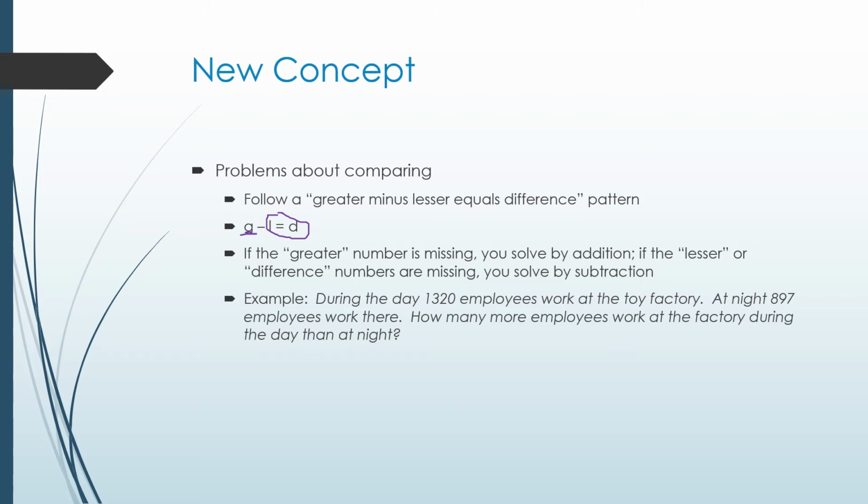So here's an example. During the day, 1,320 employees work at the toy factory. At night, 897 employees work there. How many more employees work at the factory during the day than at night? So we fit that into our pattern. 1320 is our greater number, 897 is our lesser number. We're looking for the difference, so we subtract. And there is the answer for that one.